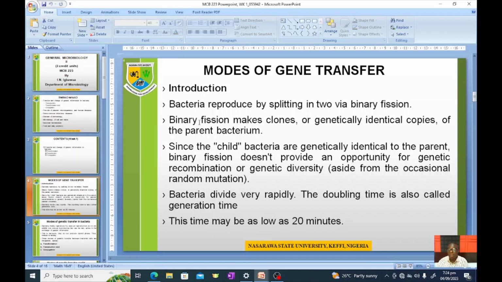Bacteria divide very rapidly. The doubling time is also called the generation time, and this could be as low as within 20 minutes. And so you can now wonder how many bacteria cells could be produced at each turn after a generation time.